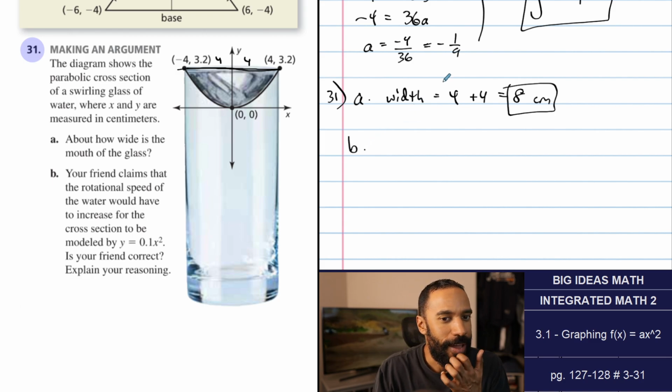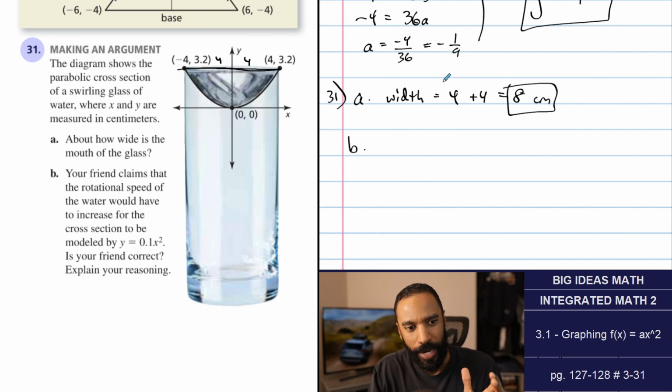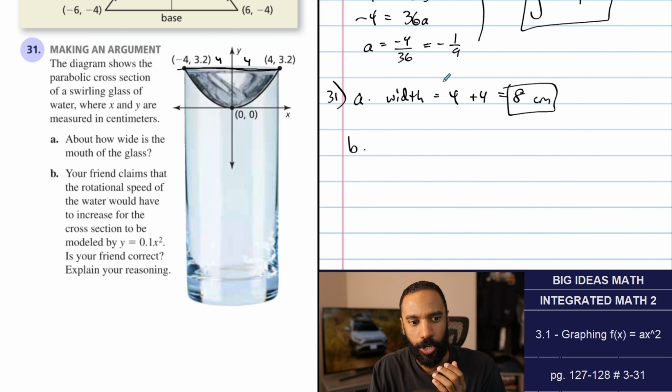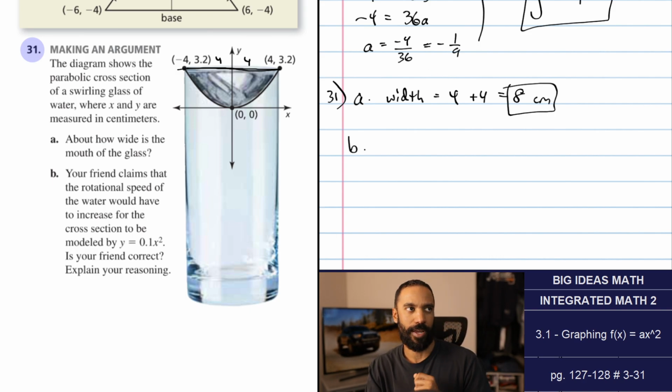B, your friend claims that the rotational speed of the water would have to increase for the cross-section to be modeled by 0.1x squared. Is your friend correct? Explain your reasoning.